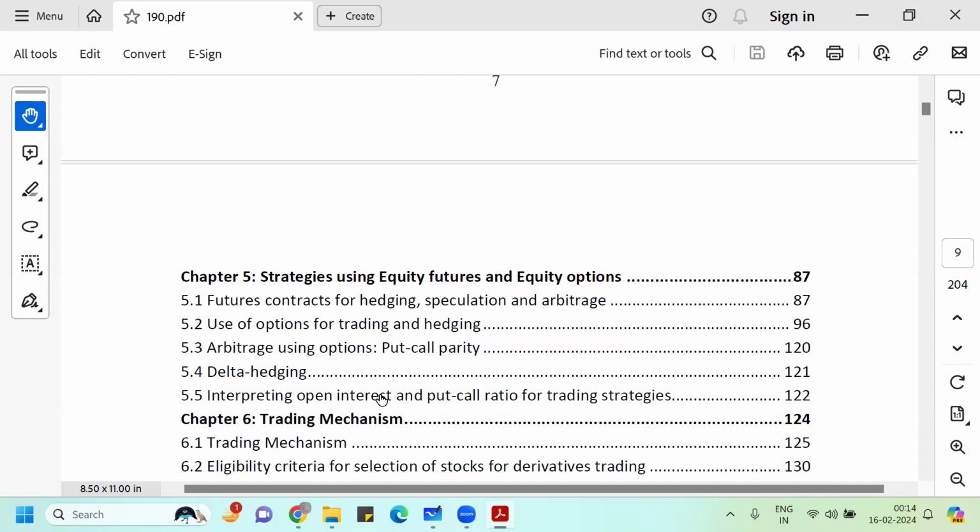Then we'll study how options are different from future and forward contracts. We'll talk about put call parity, delta hedging, open interest, put call ratios. All these things we'll study in chapter 5.